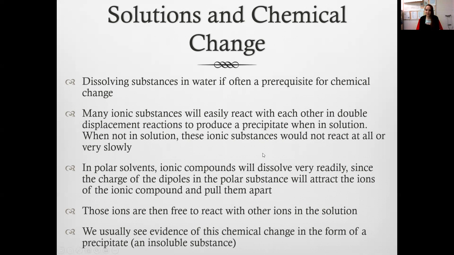Usually we see evidence that that chemical change has taken place in the form of a precipitate. So a precipitate is an insoluble substance, a substance that won't dissolve in the water or whatever your solution is. So it will precipitate out, or it will form a solid that usually sinks to the bottom of your solution.